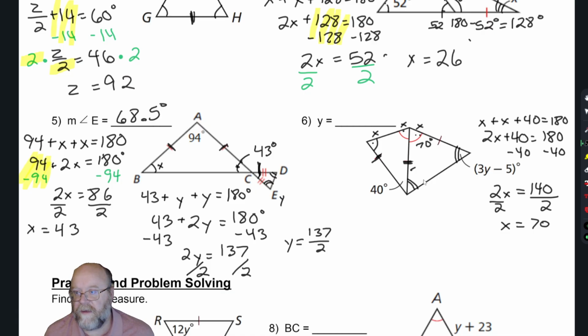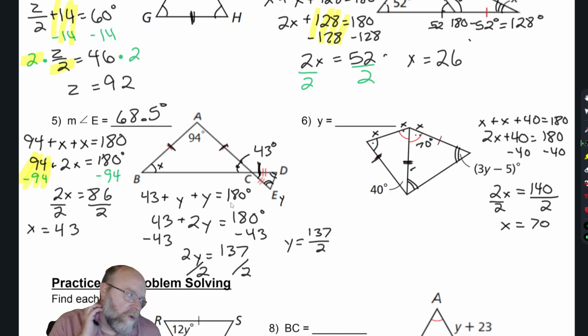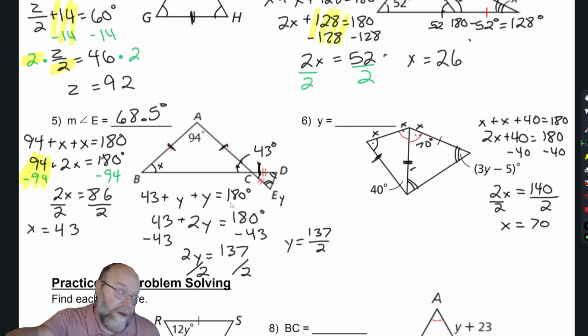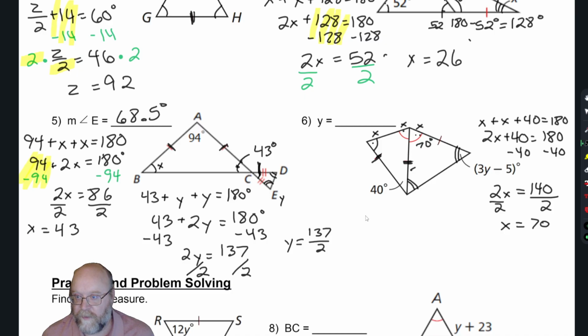So if this is 70, how am I going to get this guy over here? Oh, geez. There's a couple ways you could do it. You could write one cool equation, or you could figure out what 3y minus 5 is equal to. Or you could just set it all up right away, because I know that other base angle is 3y minus 5. So I'm going to do it in one equation. So if this is 3y minus 5 and this is 3y minus 5 and this is 70, then that means that 3y minus 5 plus 3y minus 5 plus 70 is equal to 180.